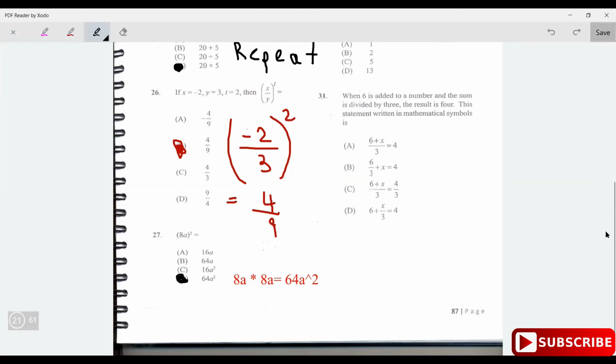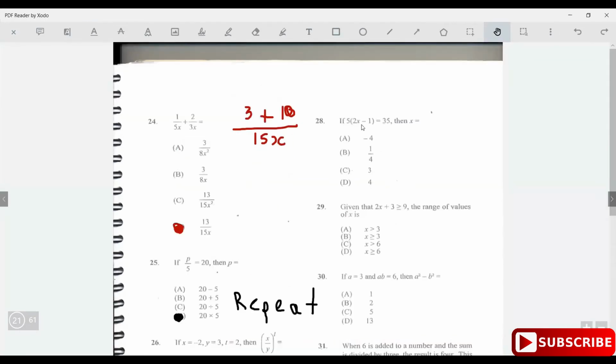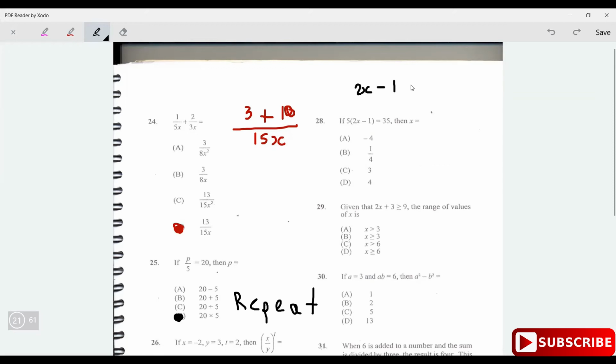Moving right along. Question 28. If 5 times (2x minus 1) is 35, then what is x? You can divide both sides by 5 to get 2x minus 1 is equal to 35 divided by 5, which is 7. Then you add 1 to both sides to get 2x equals 8. And then you divide both sides by 2 to get x is equal to 4. That's what we get, x equals 4.